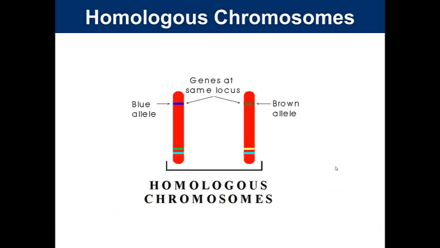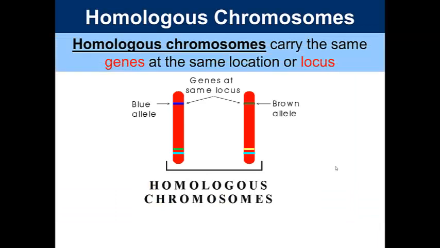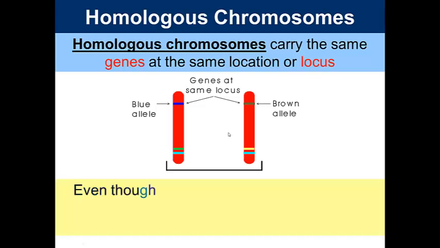Homologous chromosomes. Homologous chromosomes carry the same genes at the same location, or locus. So there's a location for eye color, for instance. Here's a blue eye color, here's a brown eye color. They're not identical genes, but they're in identical places. These are why they are considered to be homologous chromosomes.